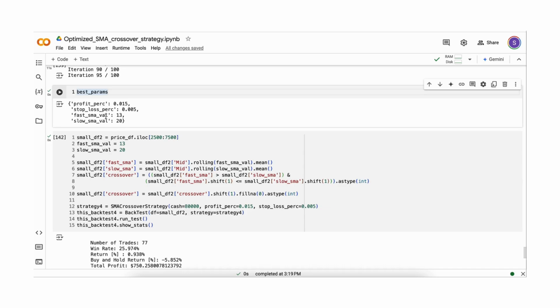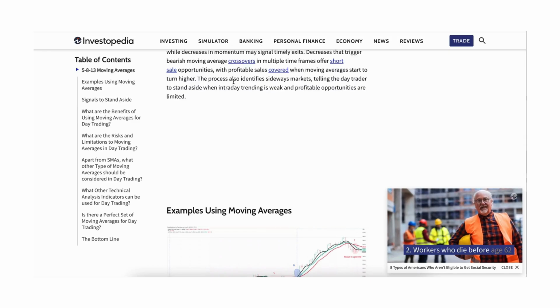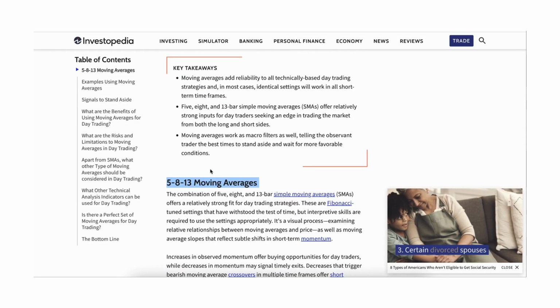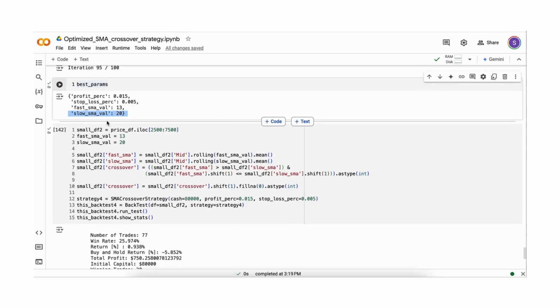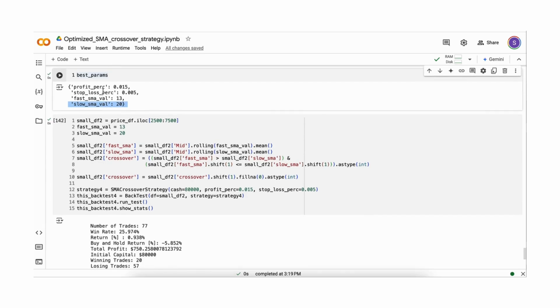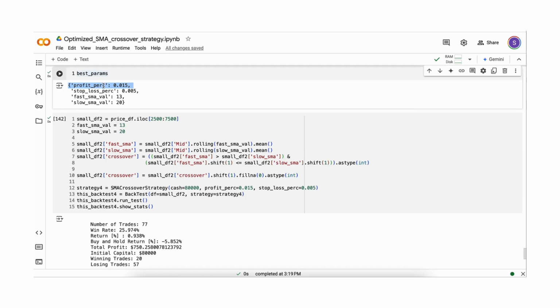Interestingly, the best parameters are not what are suggested by Investopedia. It is not the 5, 8, and 13-day moving averages that is suggested. In fact, it suggests to us to use a fast moving average of 13 and a slow moving average of 20 days. It also suggests to put a smaller stop loss, which means that we exit our losing trades early and we carry our winning trades further in order to make larger profit.